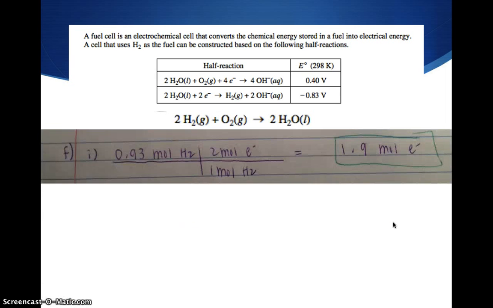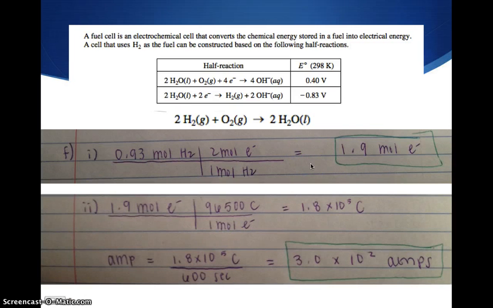So for part A, we simply have to do stoichiometry. We know that there's 0.93 moles of hydrogen gas, and we know from this equation right here that 1 mole of hydrogen makes 2 moles of electrons. So we multiply 0.93 times 2 and get that there is 1.9 moles of electrons.